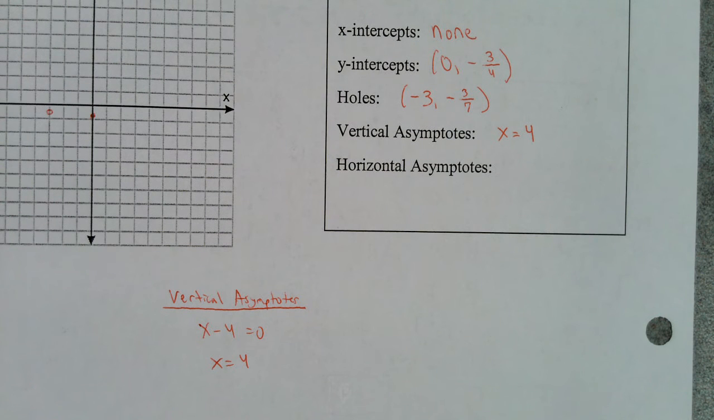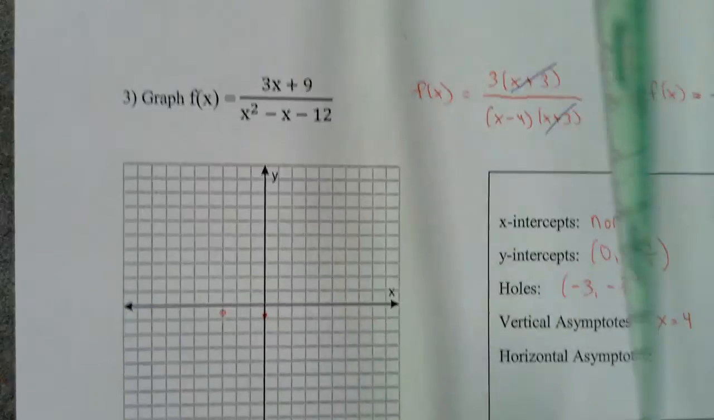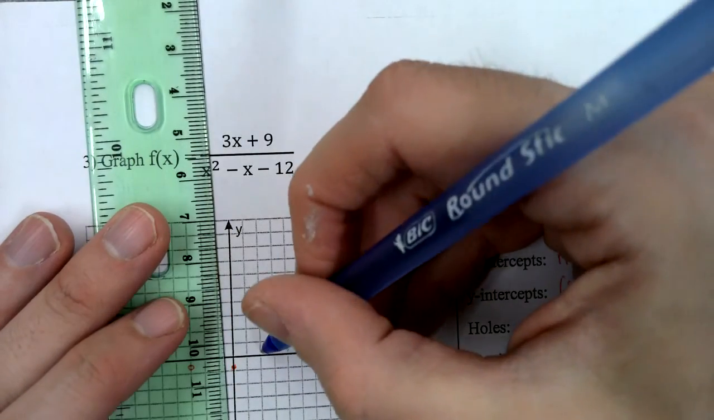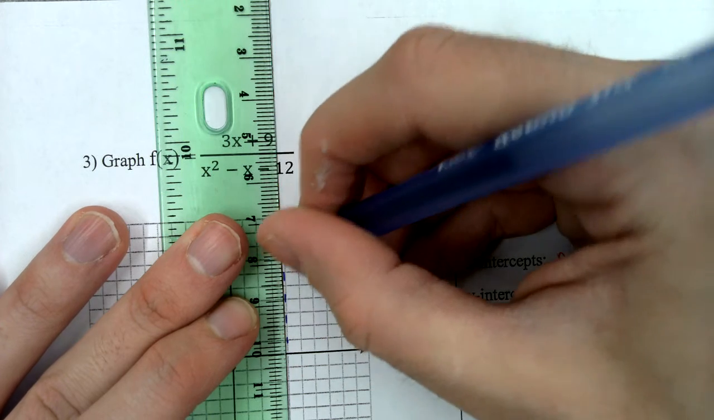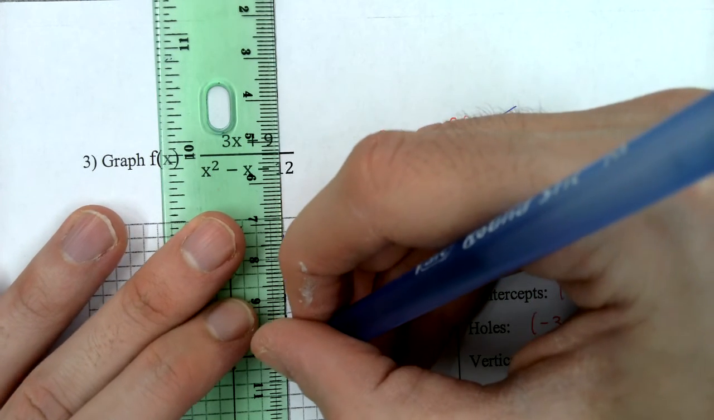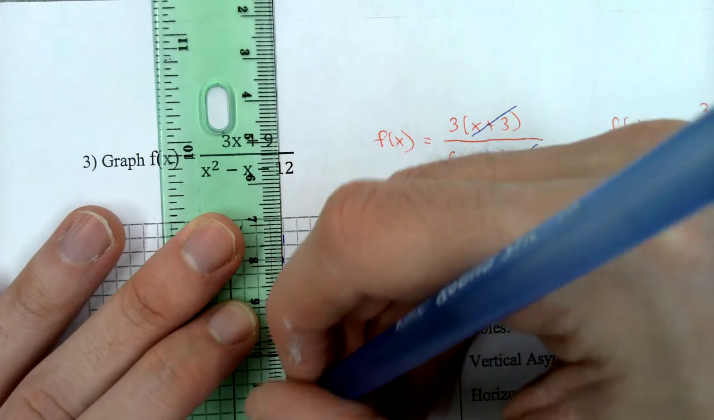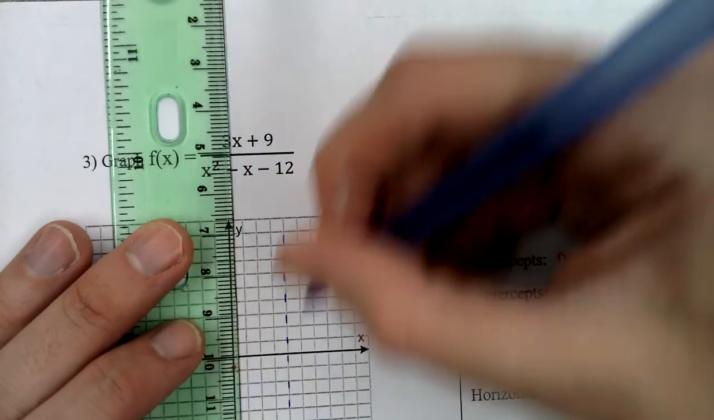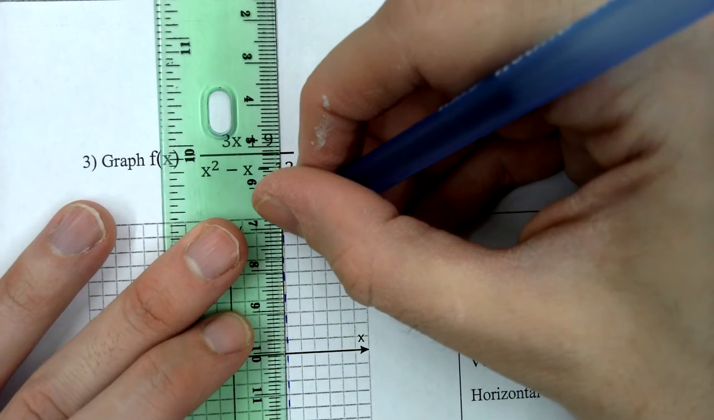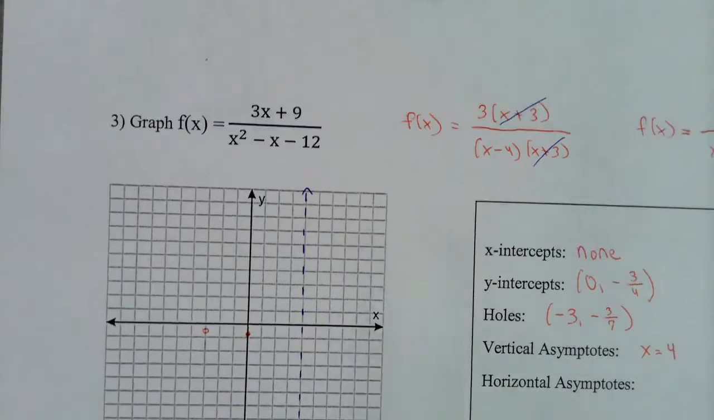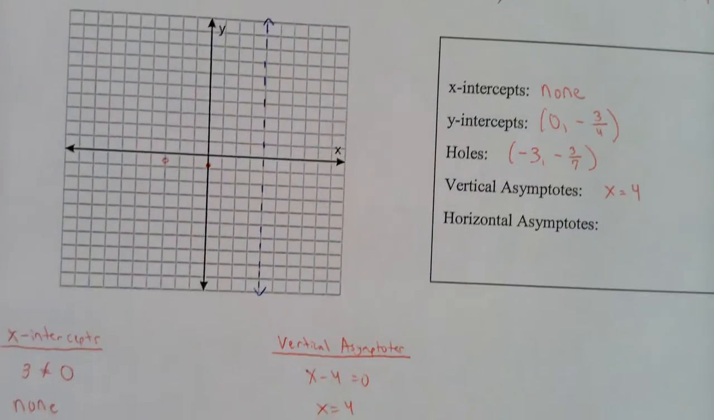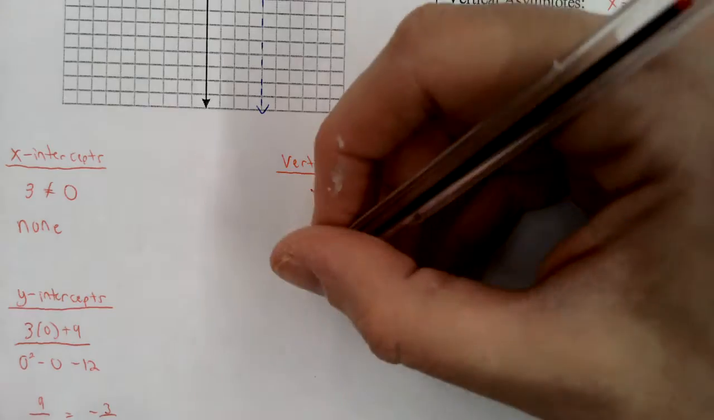Let's graph that. I'll do a dashed line. The graph cannot touch that line. The horizontal asymptotes are next.